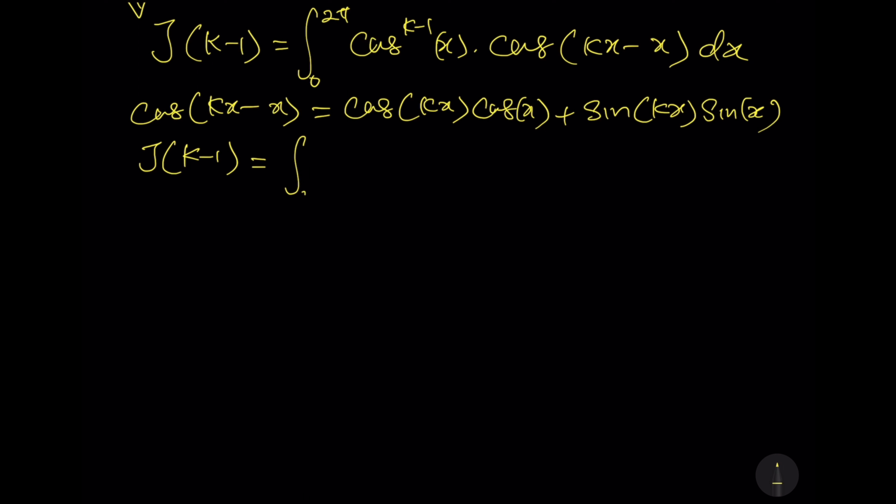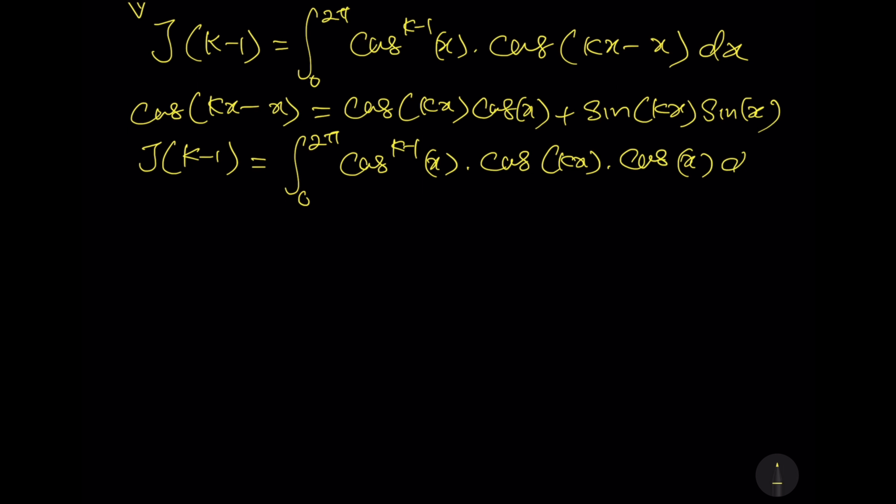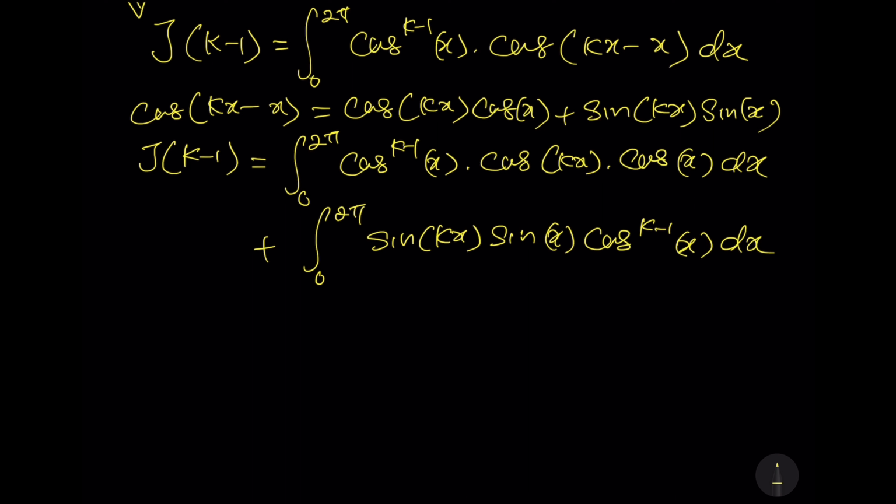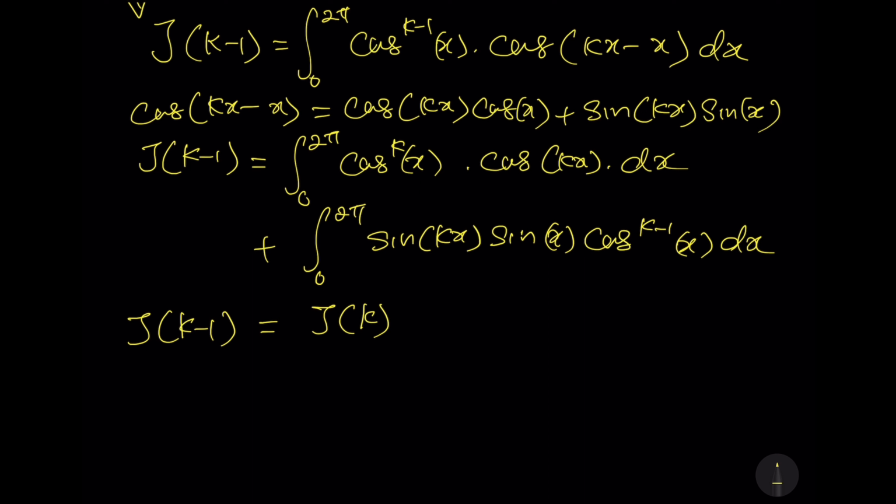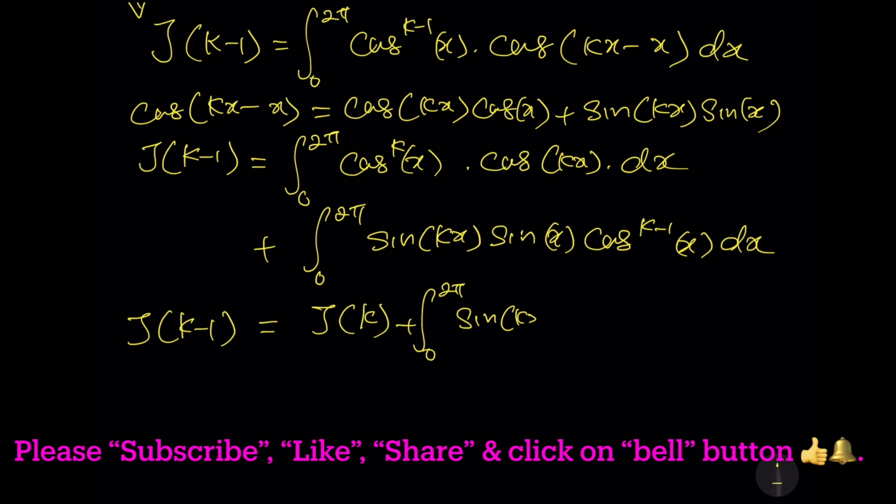Part number 1 equals the integral from 0 to 2π of cos^{k-1}(x) multiplied by cos(kx) multiplied by cos(x) dx, and then plus part number 2, which is the integral from 0 to 2π of sin(kx) multiplied by sin(x) multiplied by cos^{k-1}(x) dx. For part number 1, we notice that there is a cos^{k-1}(x) multiplied by cos(x). They can be combined to become just cos^k(x), which means part number 1 is function J_k. So we have J_{k-1} equals J_k plus part 2 of the integration.